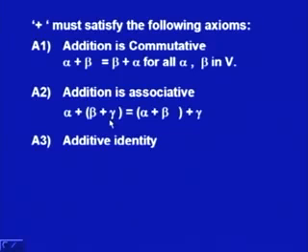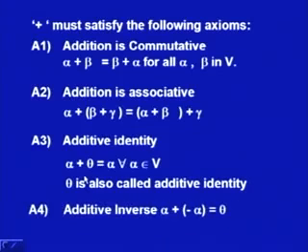The third axiom is that there exists an additive identity in the set V. By this I mean that there exists a member, call it 0, in V such that alpha plus 0 is equal to alpha. That means whenever we add 0 to anything, that thing remains the same, that is alpha plus 0 is equal to alpha for all alpha belonging to V. Such a vector is called the additive identity in V.